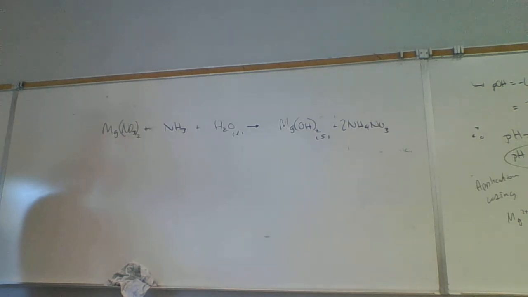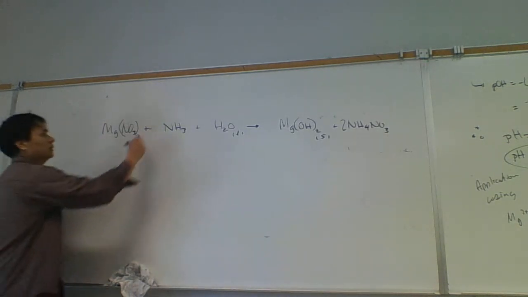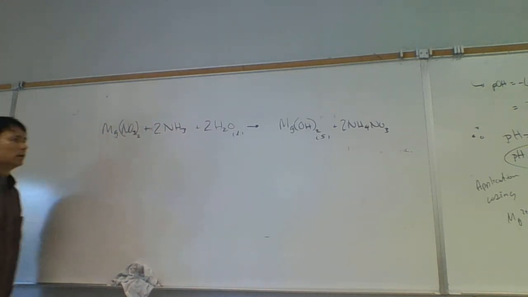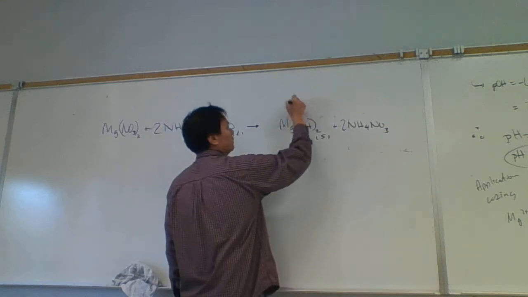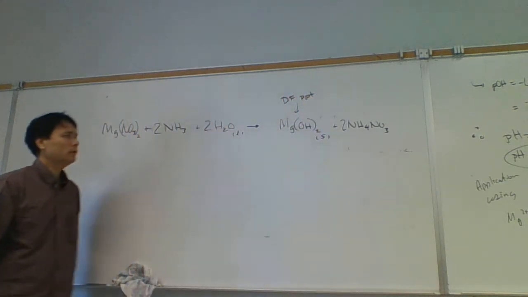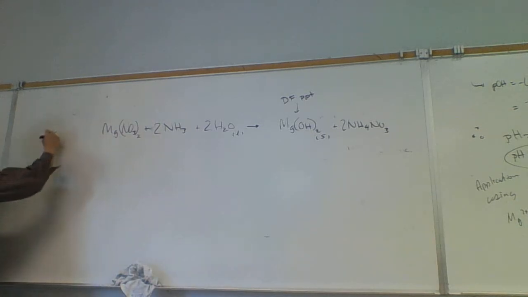Okay, now let's balance it. If there's a driving force, we're going to make sure it's balanced. We're going to have to, yeah, 2 ammonias and 2 waters. Okay, now it's balanced. So we'll just say over here, DF, precipitate. All right, this is what we call the complete equation, conventional. Then we're going to go to the IE.